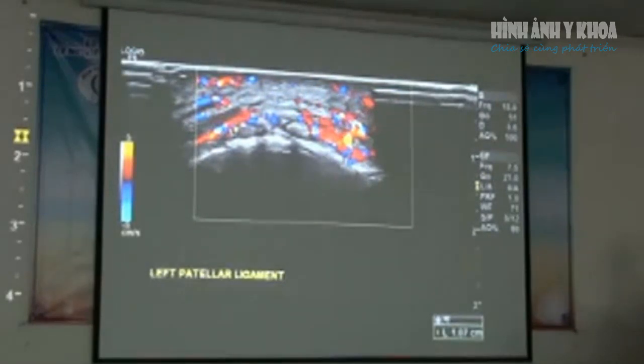And in the transverse plane, you can see that there's this sort of speckledy appearance to it as well.